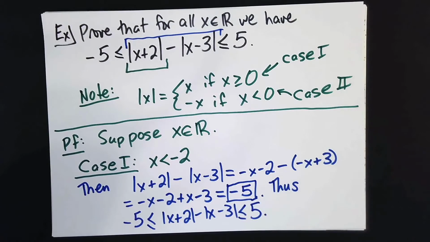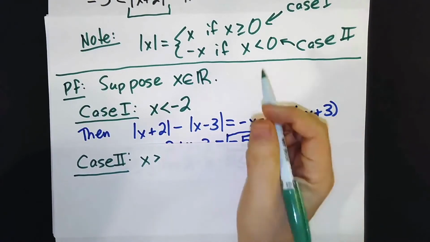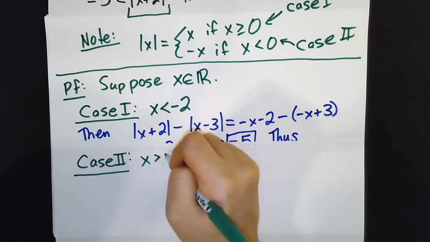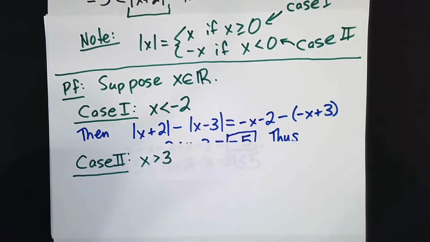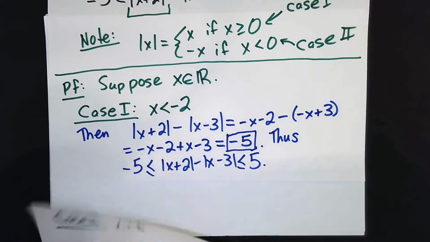And you might, by the way, ask yourself before I write down the next case, how many cases do you think there's going to be in this proof? And just so you'll know if you got the answer right, 3. There will be 3 cases in this proof. For my second case, I'm going to pick x is greater than 3. Why did I pick x is greater than 3?